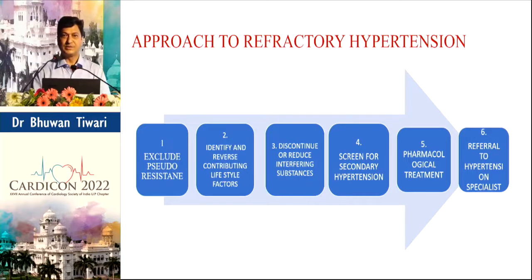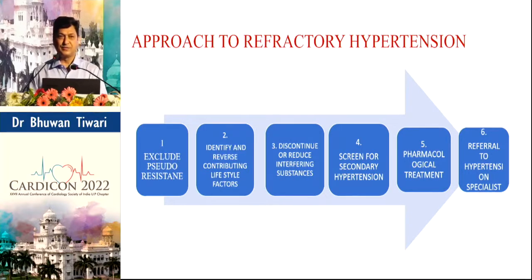So we go stepwise, with evaluation and then the treatment part and further. So the first step is to exclude pseudo-resistance. This is very important because with falsely high BP, we will be unnecessarily treating the patients with overmedication. Second is to identify and reverse contributing lifestyle factors. Third is to discontinue or reduce interfering substances wherever possible. Then screen for secondary hypertension. So while going through this approach, when I come to the fourth point of screening for secondary hypertension, I will just briefly tell something about secondary hypertension.